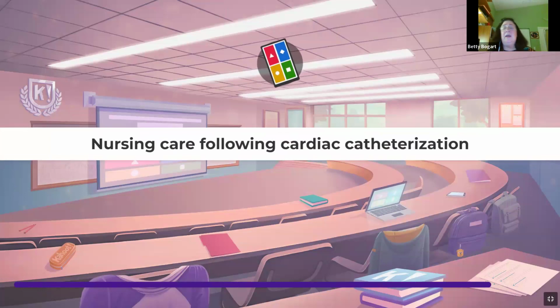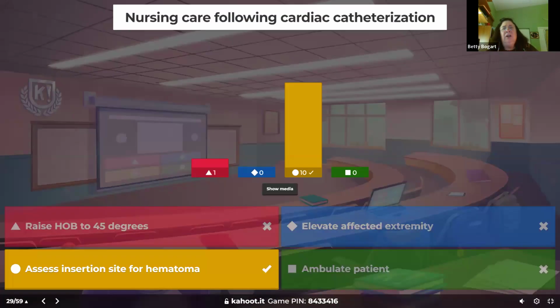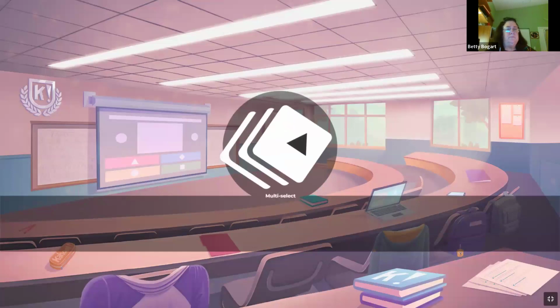Nursing care following a cardiac catheterization. So remember, cardiac cath, they put those catheters in the right femoral artery and vein. Moving it around might dislodge that blood clot there. So always keep that right leg straight because bending it could dislodge it. Okay, you can have the head of the bed up a little bit, but always look for that hematoma. Look for that bleeding out of that insertion site.